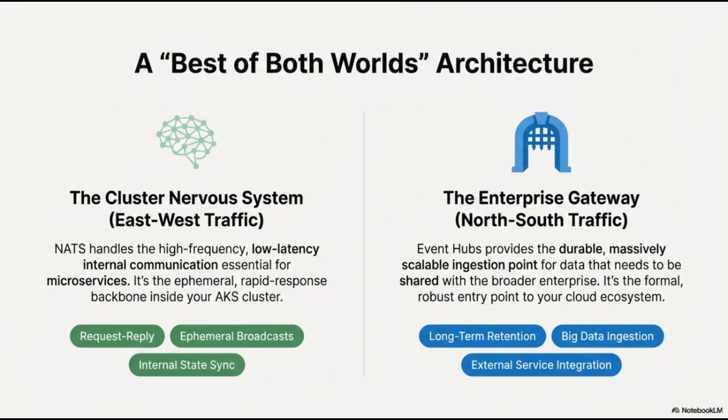On the right, the Enterprise Gateway handles north-south traffic through Azure Event Hubs. This provides a durable, massively scalable ingestion point for data intended for the broader enterprise. It serves as the formal, robust entry point to our cloud ecosystem, facilitating long-term retention, big data ingestion, and external service integration. By combining these two approaches, we achieve maximum internal agility alongside enterprise-grade durability and scale.